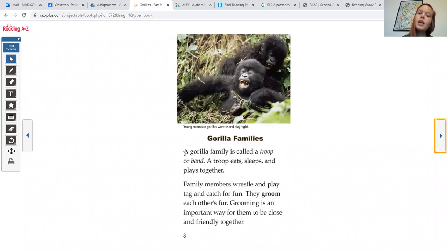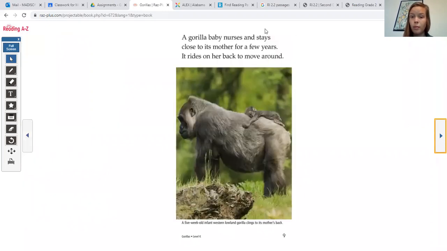Gorilla families. A gorilla family is called a troop or band. A troop eats, sleeps, and plays together. Family members wrestle and play tag to catch for fun. They groom each other's fur. Grooming is an important way for them to be close and friendly together. Now we're still under the gorilla family, so we're going to keep on reading. A gorilla baby nurses and stays close to its mother for a few years. It rides on her back to move around.